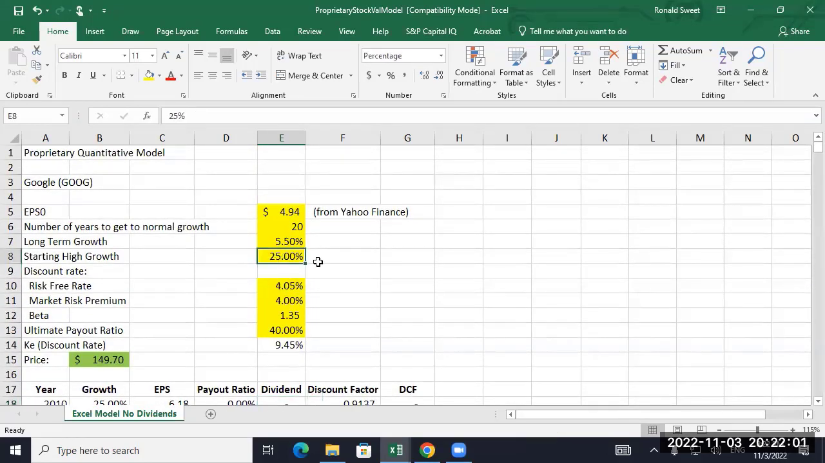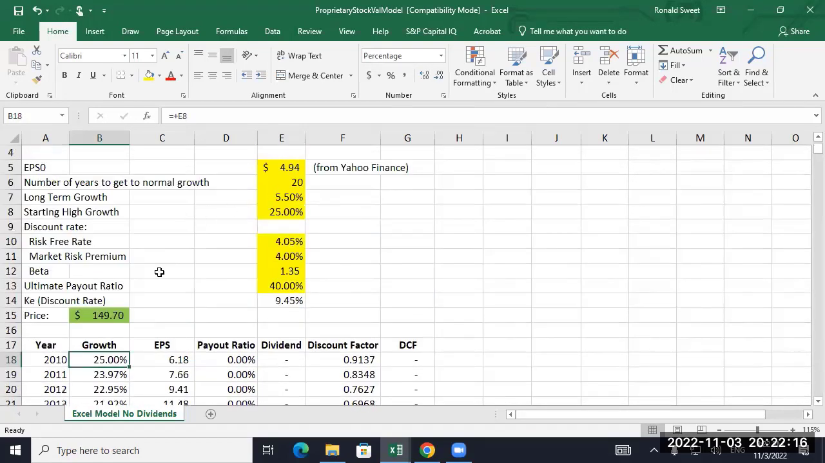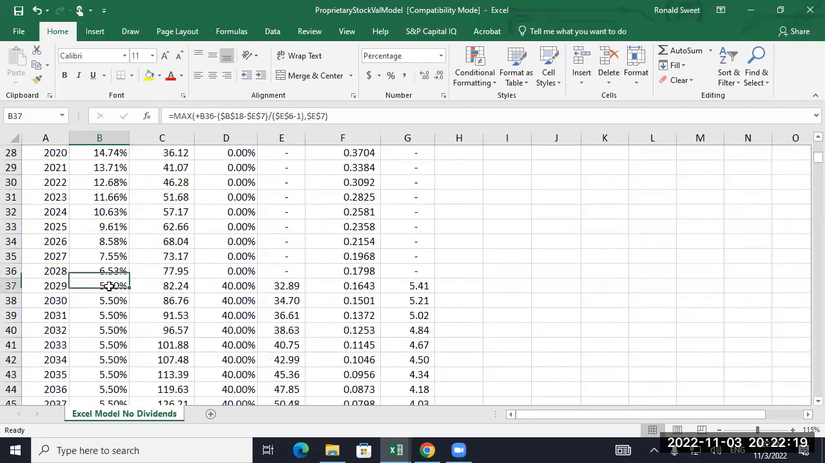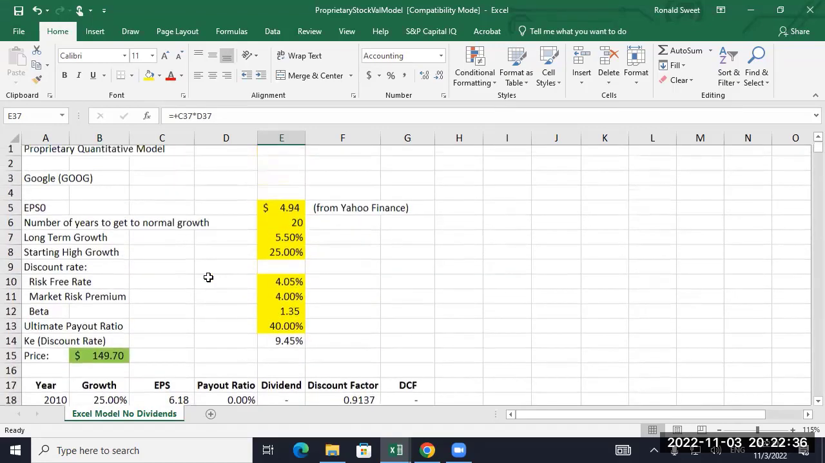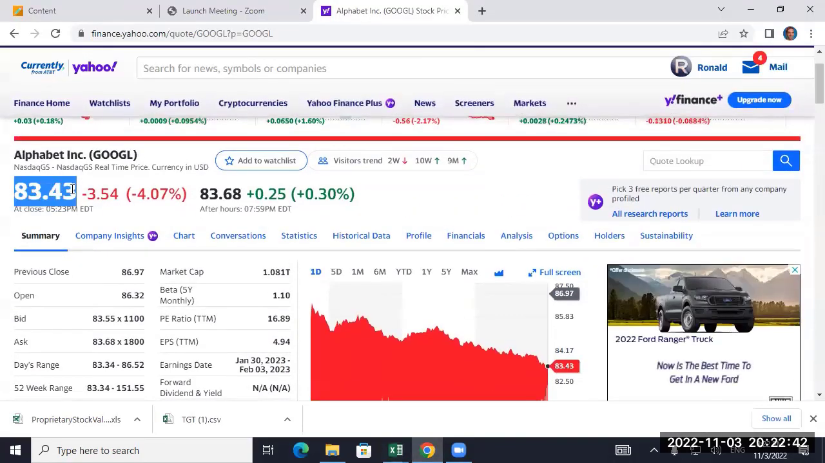I'm going to assume their growth rate starts at 25%, and it's going to go from 25% to 5.5% over 20 years. So I'm going to start at 25, and I'm going to go down. What the model does is it says, give me your starting growth rate, and given the number of years, I'm going to make sure after that number of years, I'm down to 5.5%. And then the model says, whenever it hits that 5.5%, I want them to start paying a 40% dividend. Why 40? Because that's a typical dividend payout ratio for an S&P 500 stock. Y'all see how that is? This is kind of like the H model, but where you don't have to have dividends. And so when I do that, I get a price of $149.70, much higher than the current price.